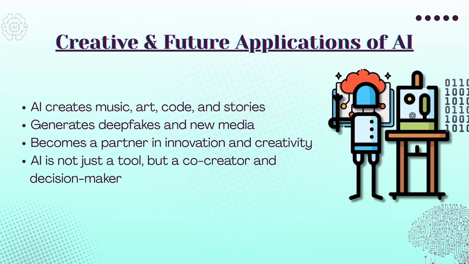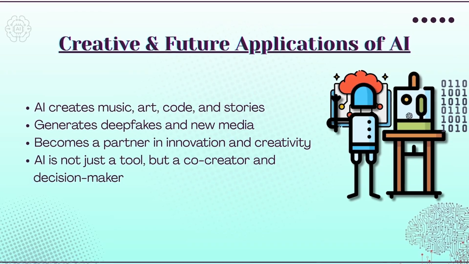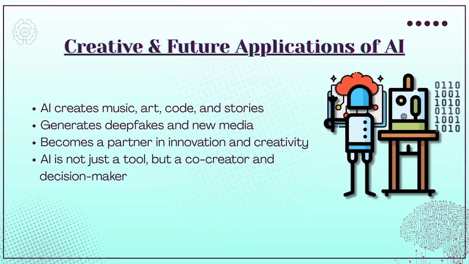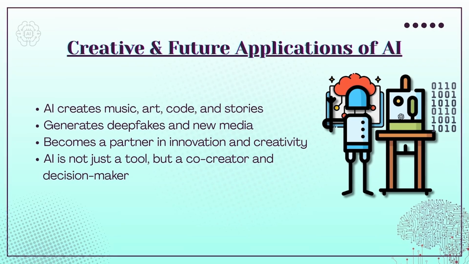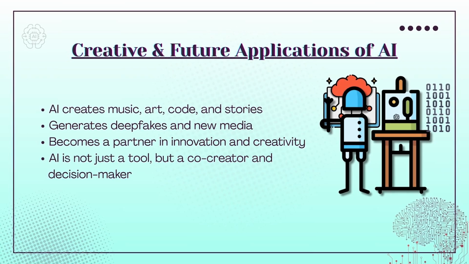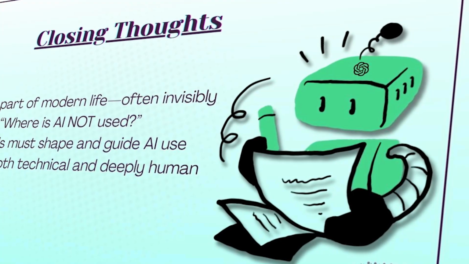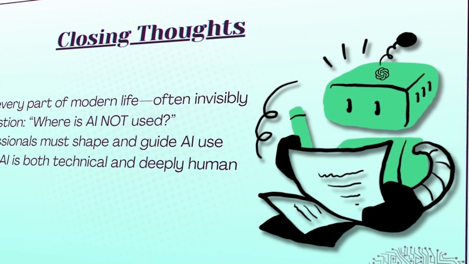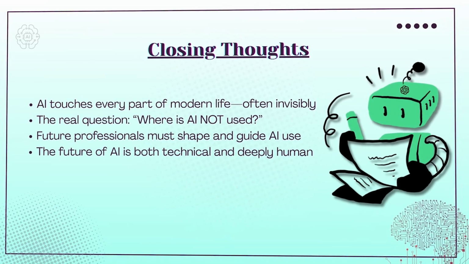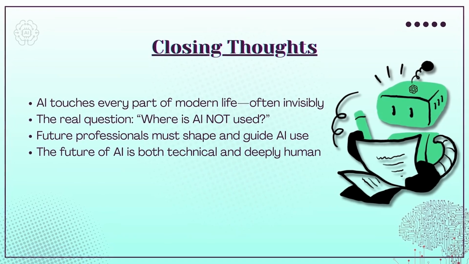Now, let's talk about the creative and future applications of AI. This is the creative side of AI. It can generate music, art, code, stories, and even deepfake videos. Some people love it, others are scared, and honestly, both feelings are valid. But the point is, AI isn't just a tool anymore. It's becoming a co-creator, a decision maker, and even a partner in innovation. So, when people ask where AI is used, the real question should be: where is it not? From the moment you wake up to the minute you go to sleep, whether you're shopping, traveling, watching, learning, or even working, AI is touching nearly every part of our life.